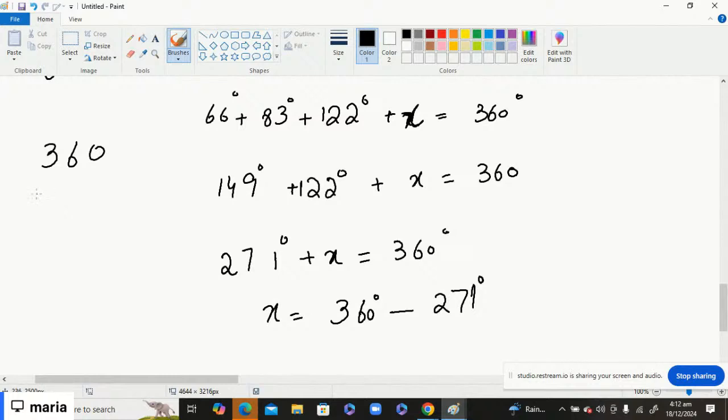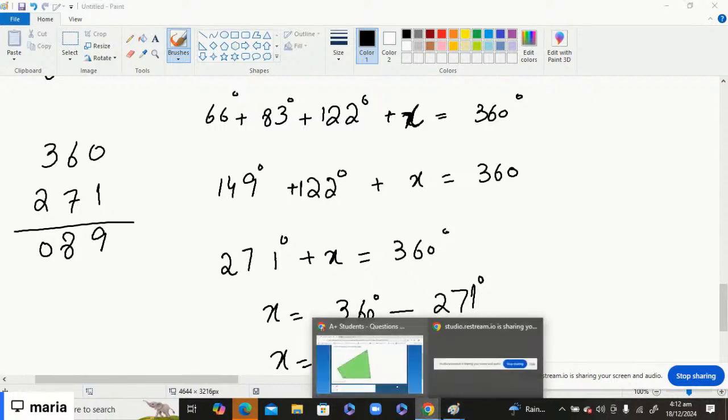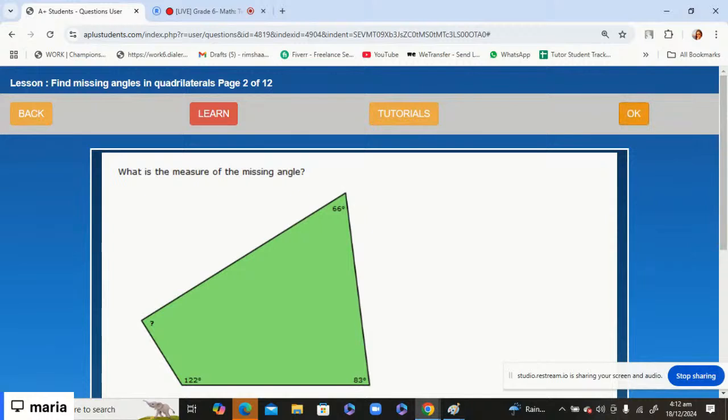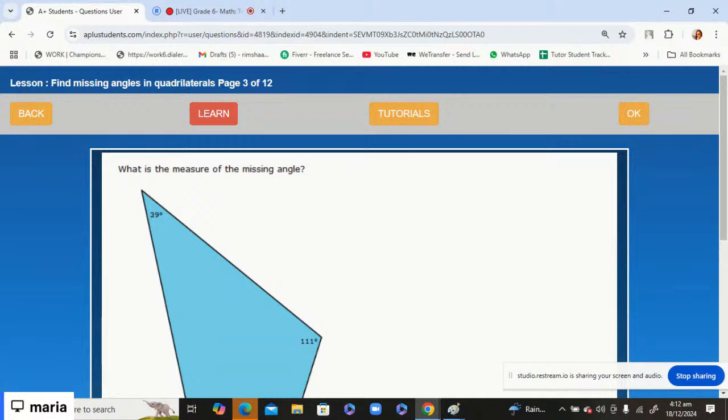So 360 minus 271. 10 out of 1 is 9. 15 out of 7 is 8, and that is 0. So your x is 89 degree. So let's check, is there any answer that is here? And this is the right answer.